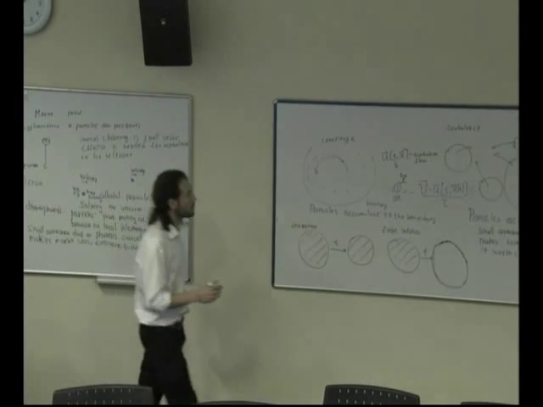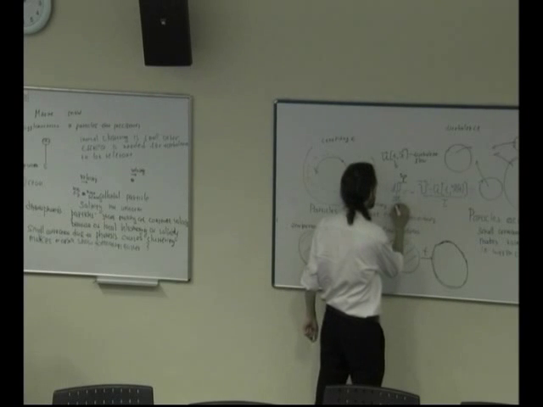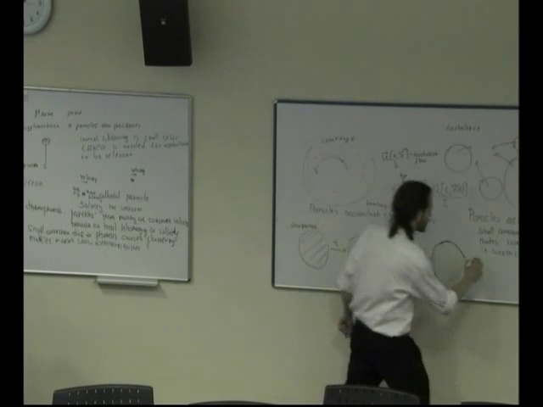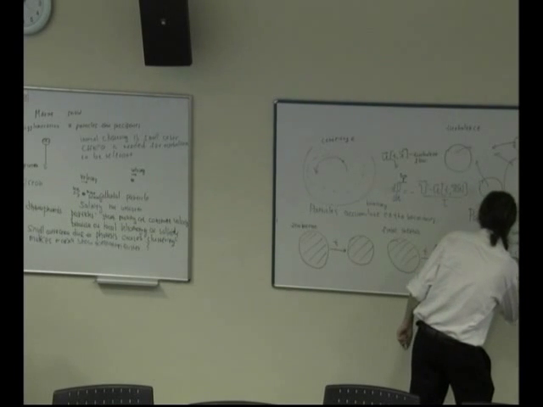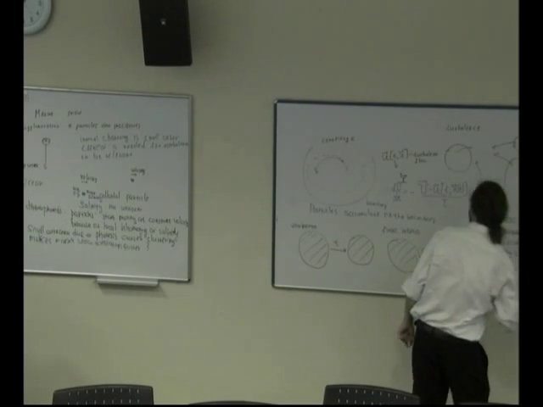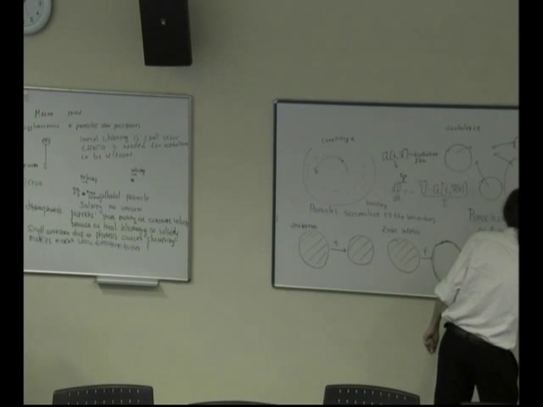Now, how do we find correction due to inertia? Write it in this way: tau dv/dt is v minus.